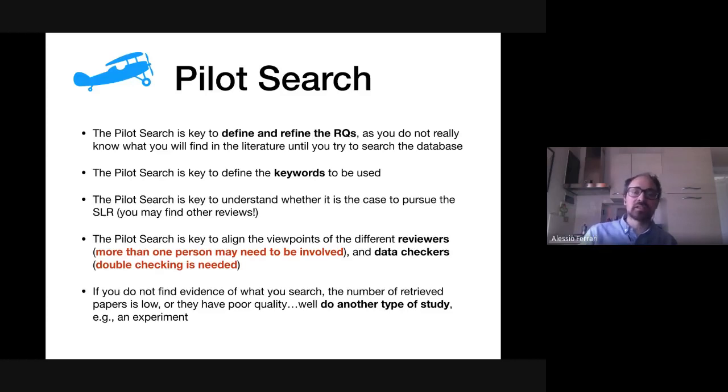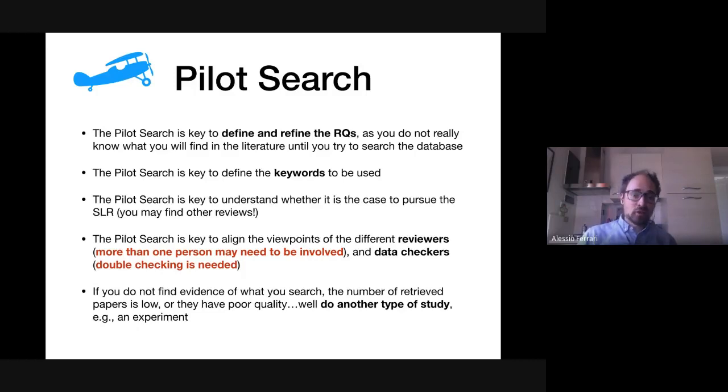Pilot search is probably the most important step of any systematic literature review, because it's the key to define the research question. Because until you try, as I said, you don't know what's in the literature until you search the databases, and you don't know what the actual literature review process is. So perform the pilot search not one time, but several times. So it should be pilot searches instead of pilot search.